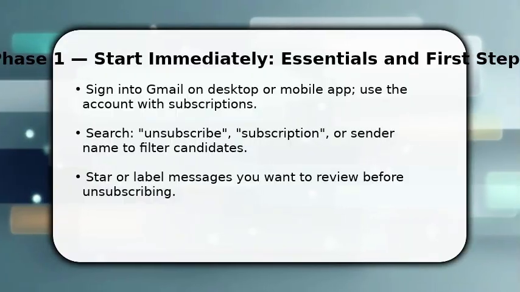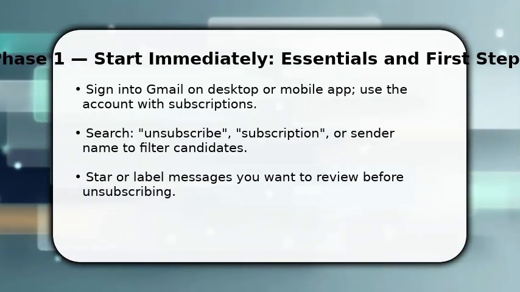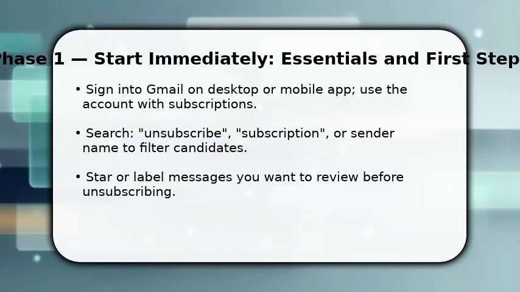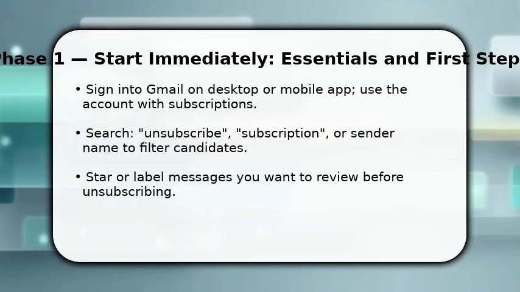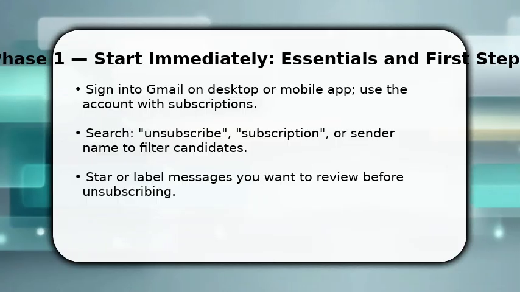You start by opening Gmail and locating subscription messages. This is where the work lives. Use the search terms unsubscribe or subscription to surface likely emails and scan senders quickly to decide which to remove. Once done, star or apply a label to messages you plan to handle in this session. This saves time and prevents accidental removals.